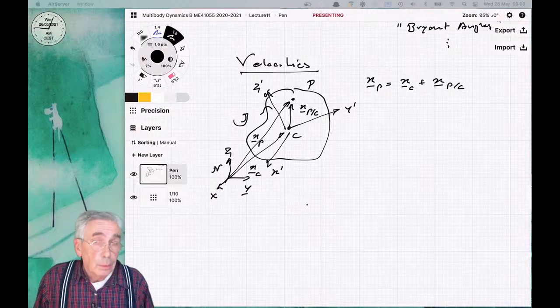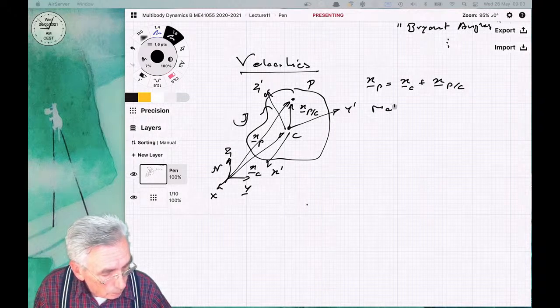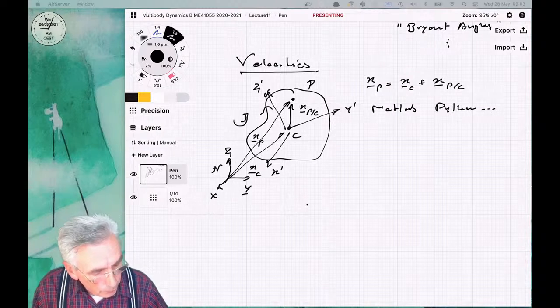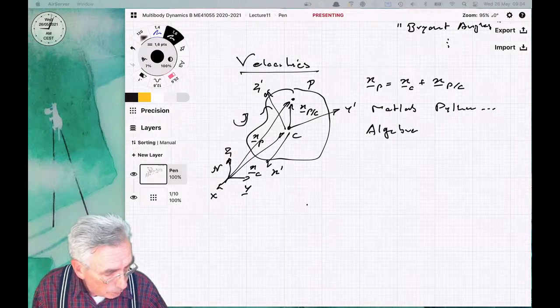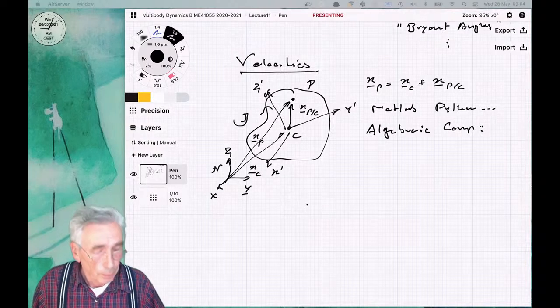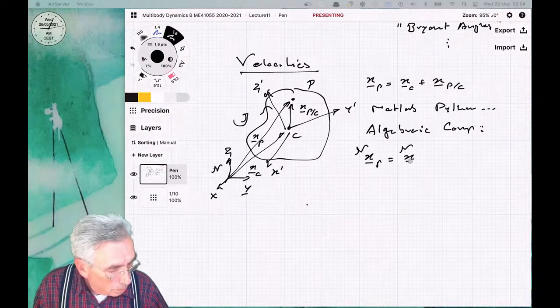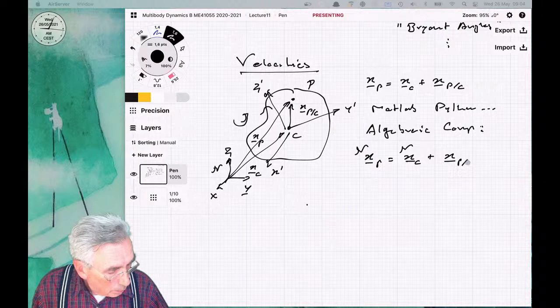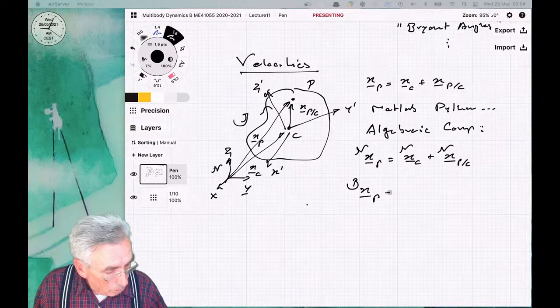And of course, these are just vectors. In the end, in MATLAB or Python or any other thing, we always calculate with algebraic components. Or in other words, we have to pick a coordinate system. So you could either say, well, I do everything in my inertial coordinate system, or you could say, no, I do everything in my body fixed coordinate system.